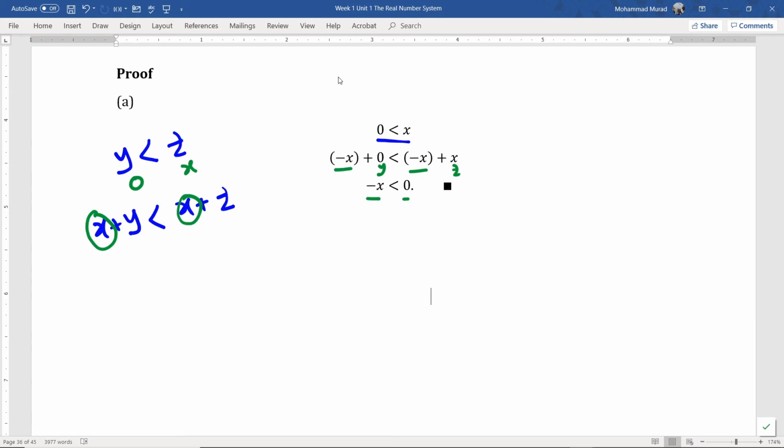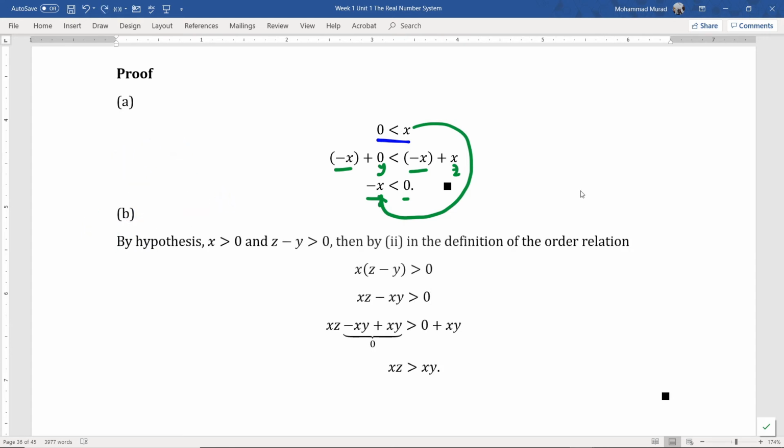If x is positive, its negative is smaller than 0. Similarly, we can prove the statement B. Please pause the video and try to read the proof.